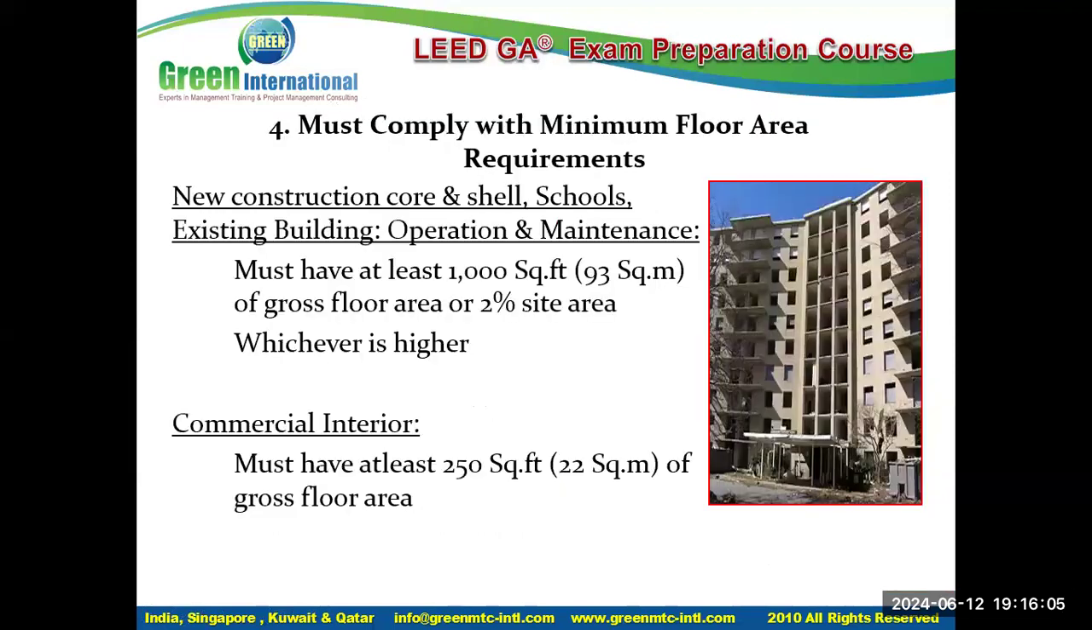Must comply with the minimum floor area, FAR, floor area requirement. All new construction, core and shell, school, any type of project other than commercial interior must have at least 1,000 square feet of gross floor area or 2% of site area, whichever is higher. If it is a commercial interior, the minimum is 250 square feet. This is your minimum floor area requirement: 1,000 square feet or 2% of your site area, whichever is higher. For commercial interior, it is 250 square feet of gross floor area.